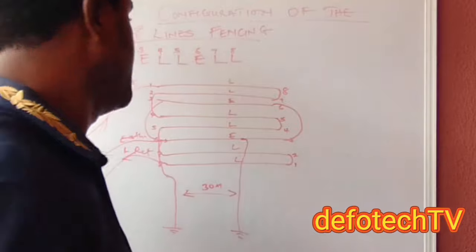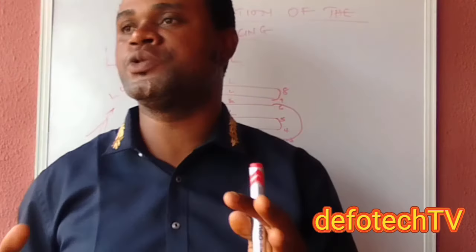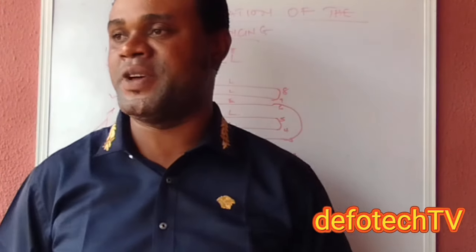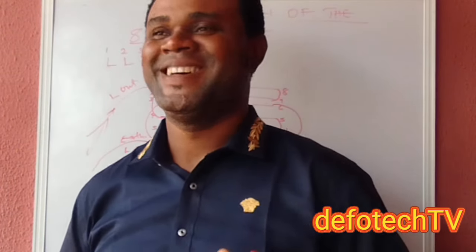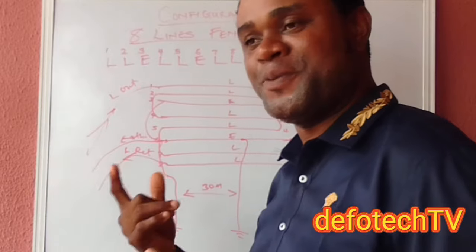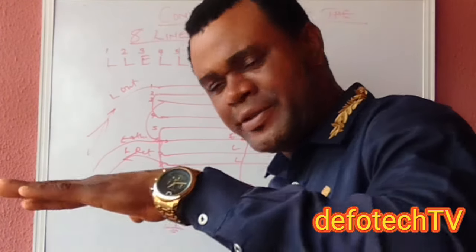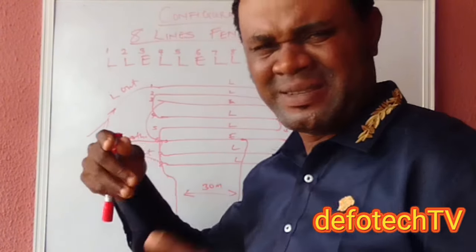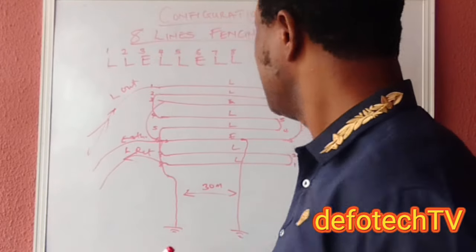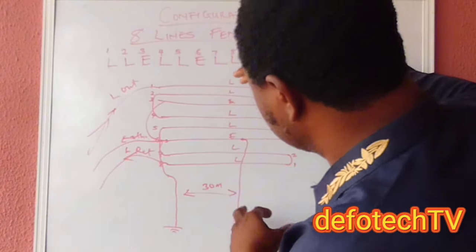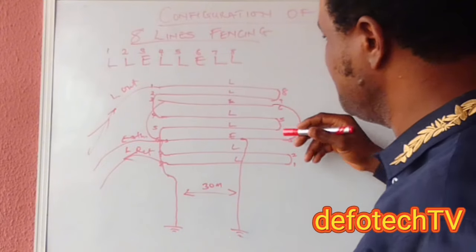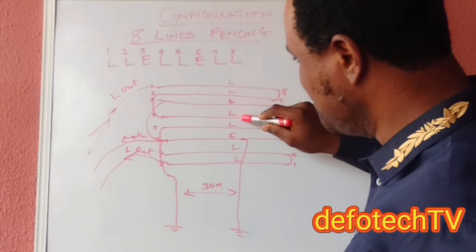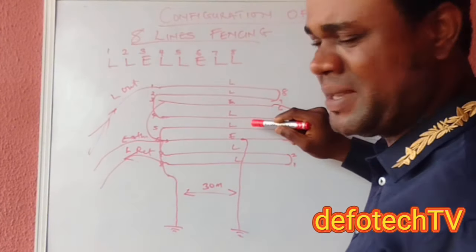Why? Because anybody that wants to breach the security of a fence is either looking at coming from the top or from the bottom. Now, it would be stupid of anybody to say, I want to pass through the middle of the fence. I don't know if you get that. So that's why I'm always concerned about the top and the bottom. Even if you try to go through the middle here, you still have this at the middle. This guy won't allow you pass here.